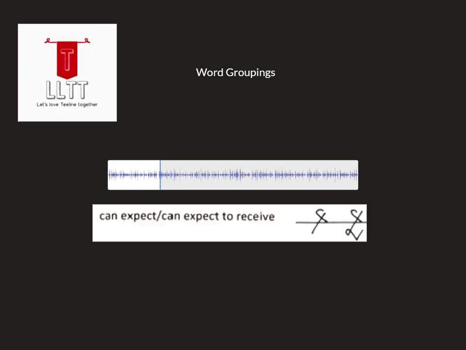Can expect, if you just slope the CN blend for can slightly so that the P can cross it to make the XP, which is the special outline for expect, we've got that word grouping can expect. And then if you add the S outside the angle and the V so that you've got a sieve, you've got can expect to receive, missing out the word to altogether. As we do in word groupings, it is possible to recognise them without the very minor words.